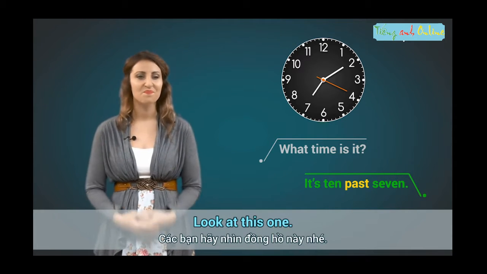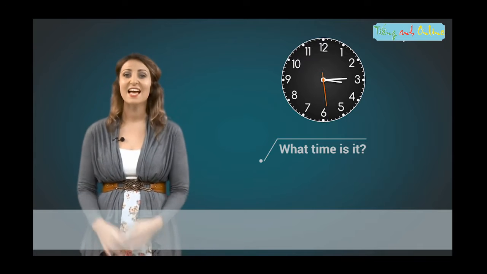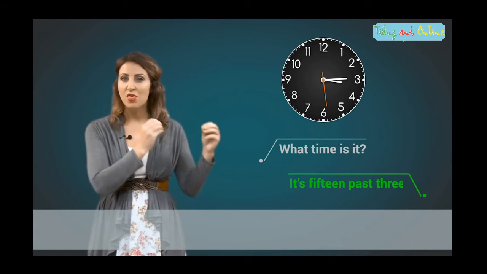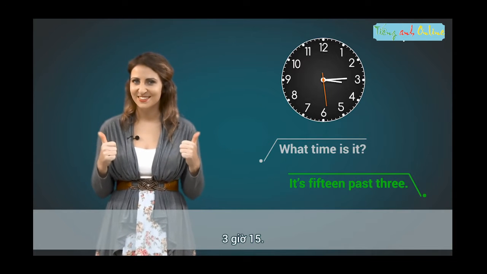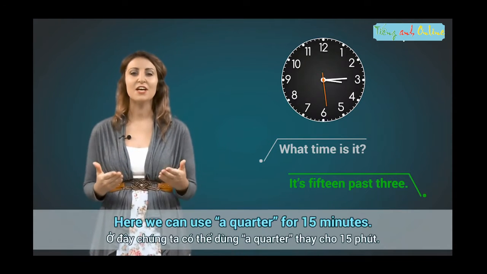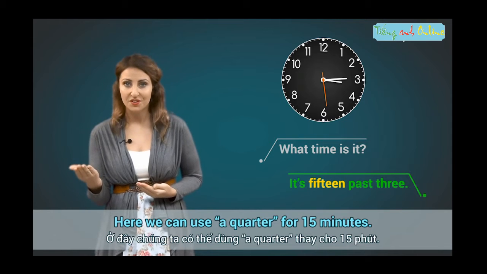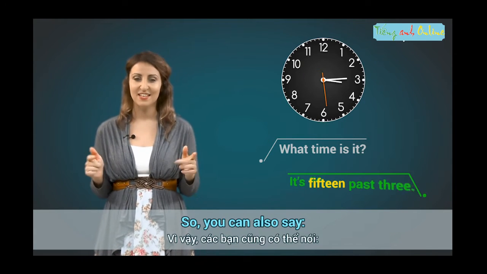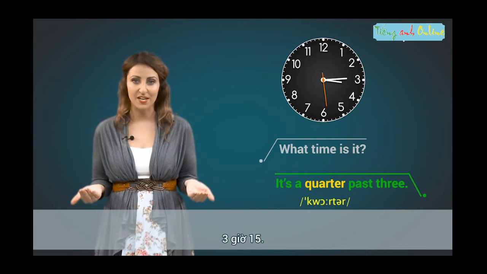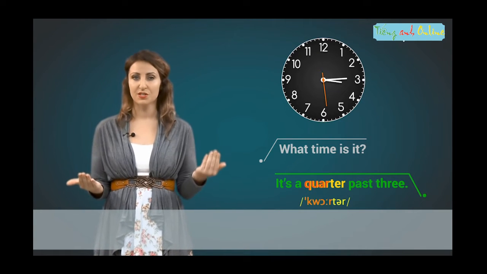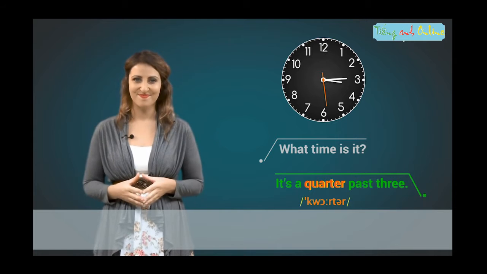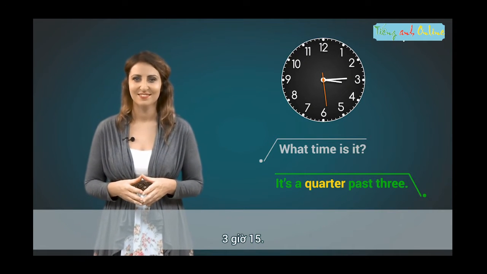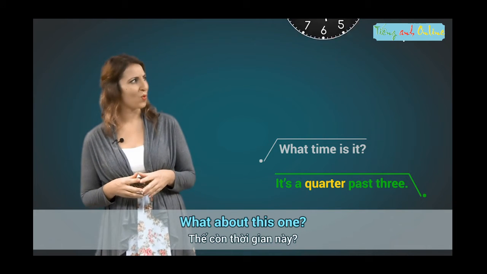Look at this one. It's 3:15. Good. Here we can use a quarter for 15 minutes. So you can also say it's a quarter past 3. Quarter. It's a quarter past 3.